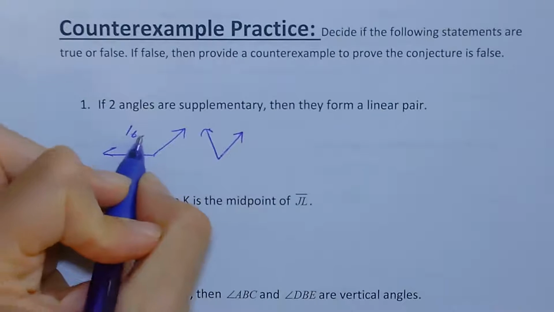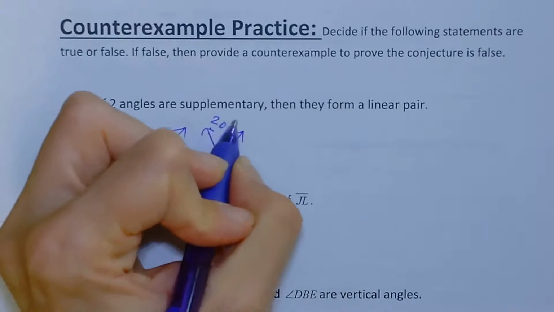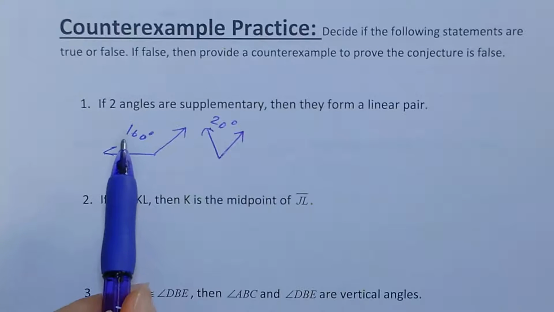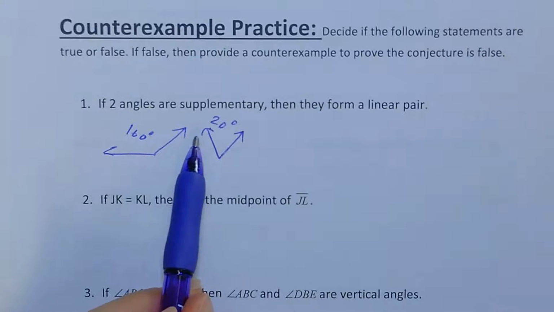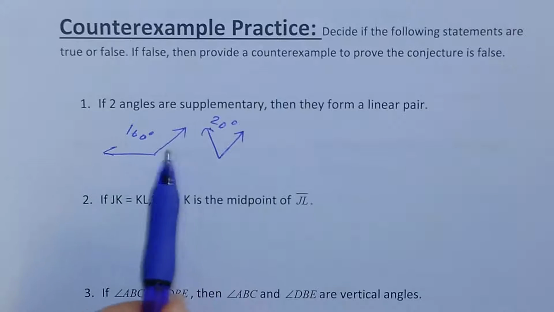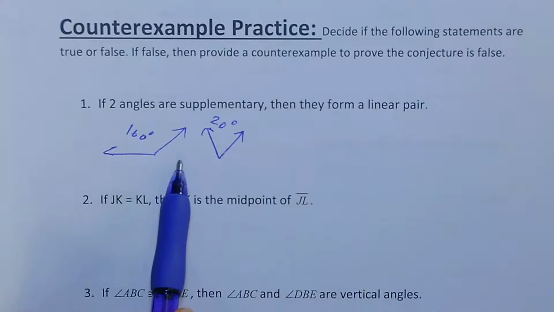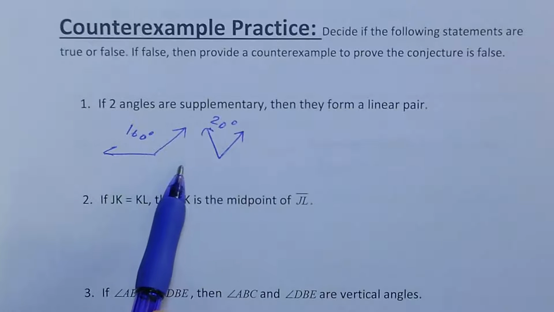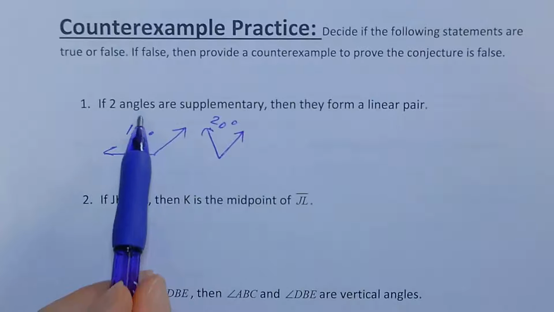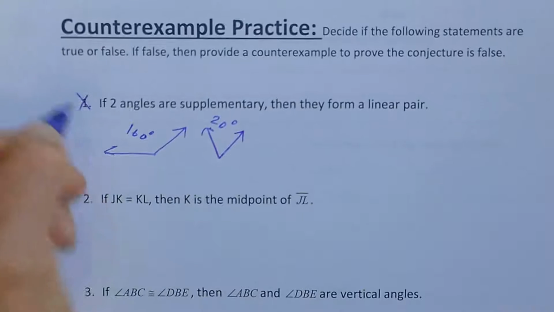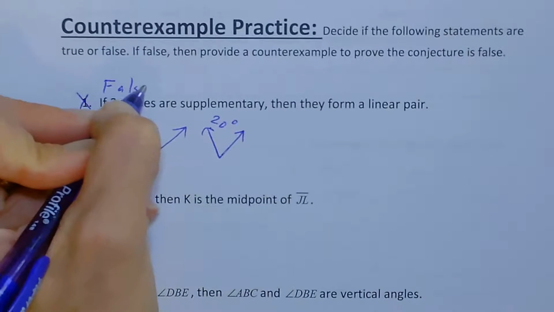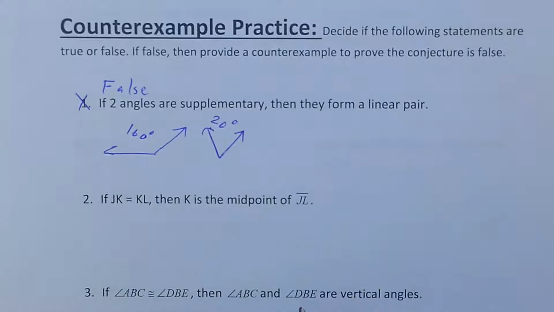So then I'm going to put fake measurements in. I can pick whatever I want. I just need to make sure that those two angles add up to 180, which shows they're supplementary, but they're not adjacent to each other, so they're not a linear pair. This is called a counterexample, and you only need one counterexample to prove somebody's wrong. So this would prove me wrong, and then I would know that my conjecture was actually false. So I need to start over and make a new conjecture.